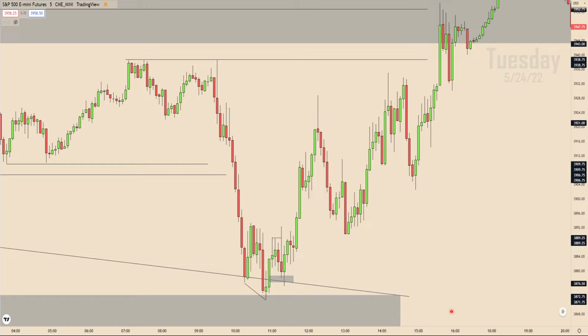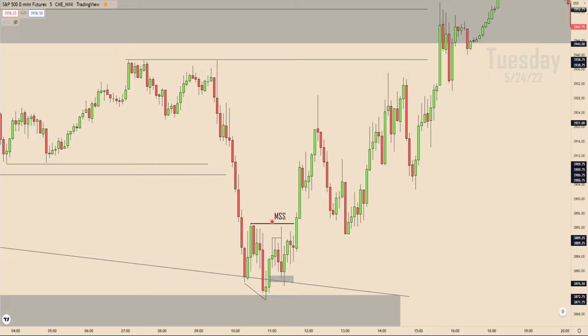Now for a quick example. This was on the 24th, and we had an SMT divergence as well as a broadening formation, and a fair value gap touched here. So we were looking to get long, right? Grabbed a bunch of liquidity. There was a 1-minute entry here, but if you didn't get that, let's look at a 5-minute.